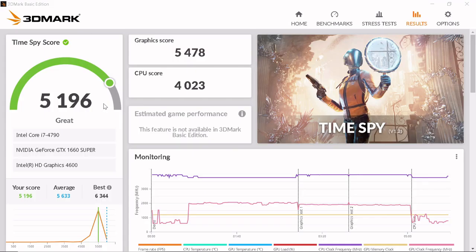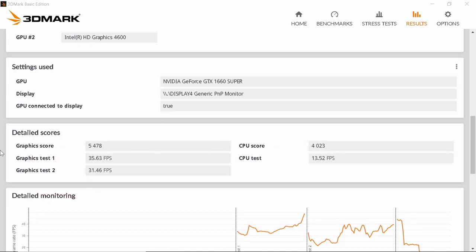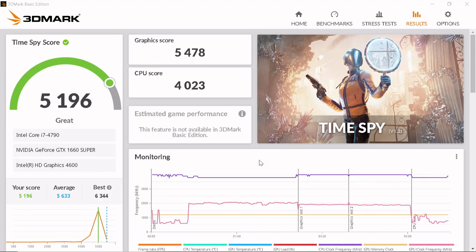As you can see, we're getting a 5196 overall score. Graphics score is at 5478 and CPU score is at 4023. If we scroll further down, we can actually see the detailed score. Graphics test 1 was at 35 frames per second. Graphics test 2 is at 31 frames per second. The CPU test is at 13.5 frames per second.